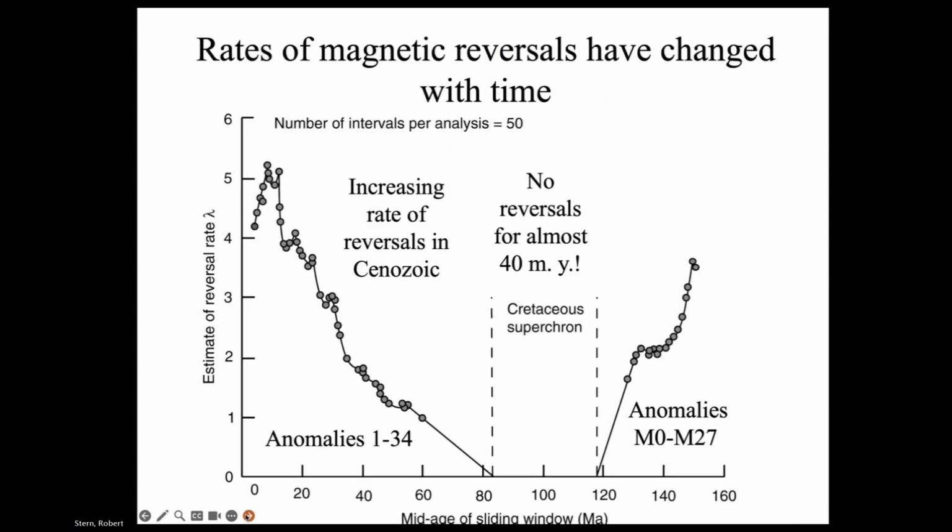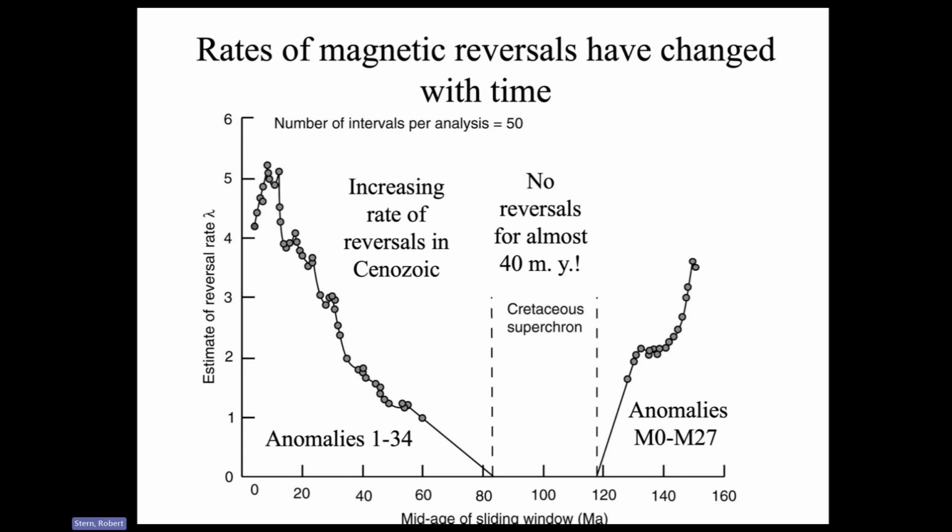All right. So the rates of magnetic reversals have changed with time in a way we don't understand. This is looking at the last 160 million years of Earth's history. The age of the oceanic crust, as you know, is much younger than that of the continents. And the oldest oceanic crust that we have is on the order of 180 million years old.